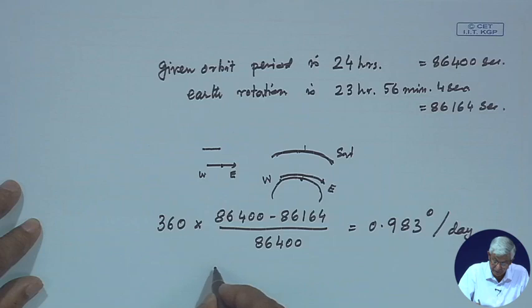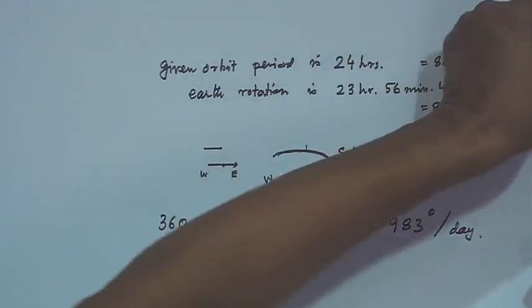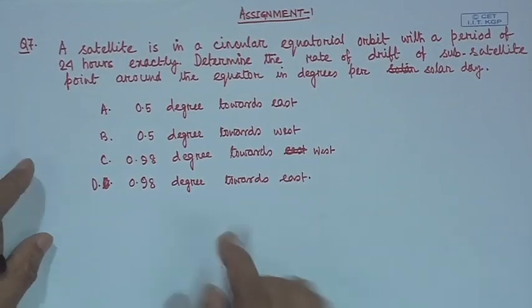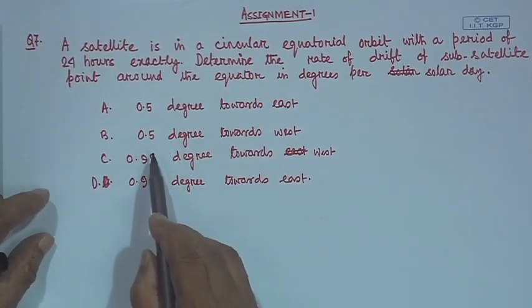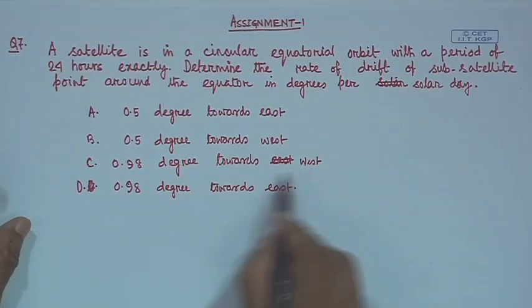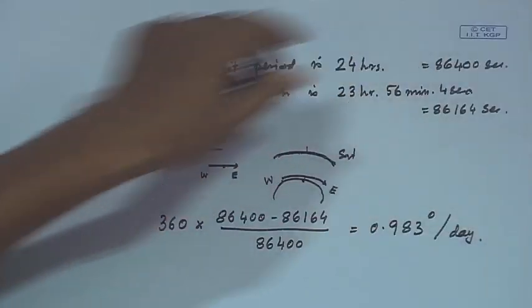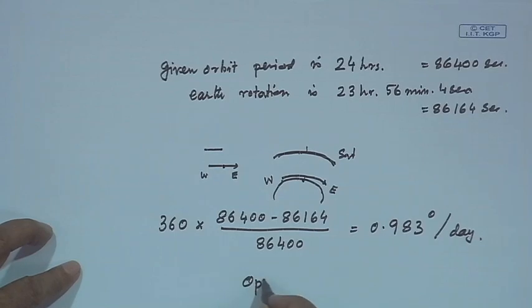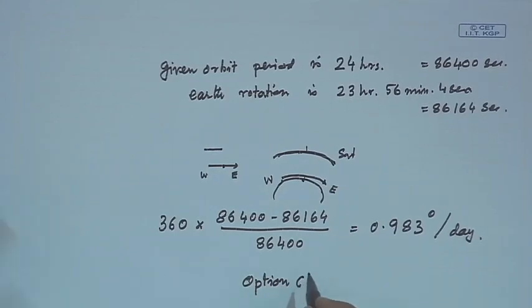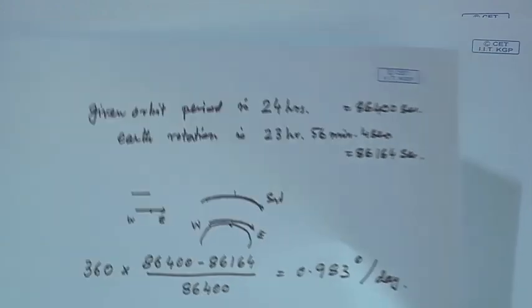So, it is drifting towards the west with this much, and the answer options are given as 0.5 degree, no, 0.5 degree, no, 0.98 degree, we got 0.98 degree towards the west and towards the east. So, option C seems to be the correct option. See here, the correct option is option C.